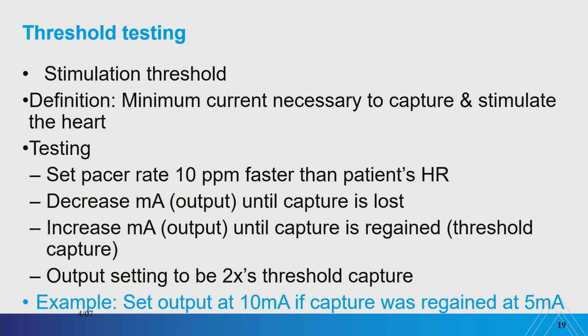You do the same thing with the ventricle. You go down, down, down, down on your mA until you lose capture. You go back up, up, up, up until you regain capture. Whatever that number says, you double it. Now, sometimes you can't double it because what if it starts capturing at 15? You can't put it to 30 because the ventricular output on the pacemaker only goes to 25. The atrial on the pacemaker only goes to 20. So in that situation, you would have to leave it at the max.